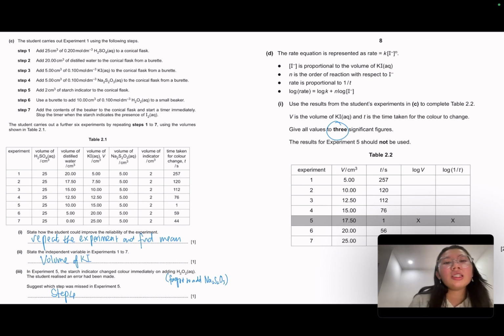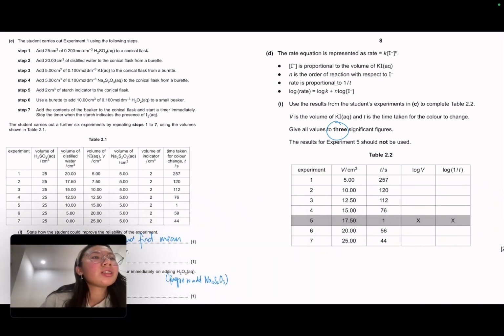Alright. In experiment 5, the starch indicator changed color immediately on adding H2O2. The student realized an error had been made. Suggest which step was missed in experiment 5. Okay, so the student probably forgot to add Na2S2O3, because that one is responsible for turning iodine back into iodide, so it doesn't stay as iodine. But clearly it changed color, so it was still iodine and nothing had been changed.